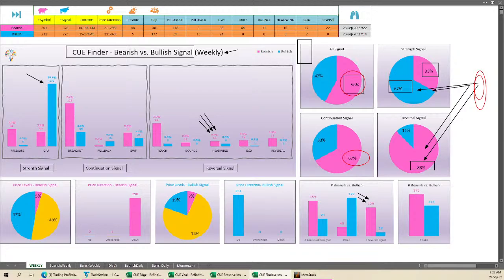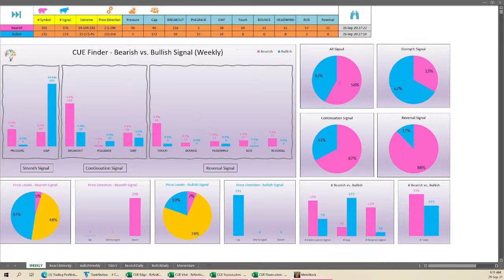The weekly technical breadth is bearish but is not oversold yet. 58% of all signals bearish. It has more bearishness to come before it becomes oversold.